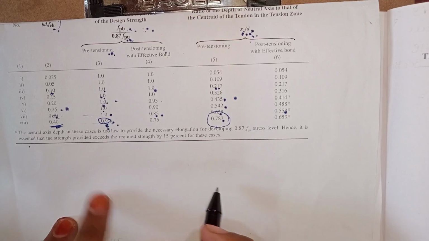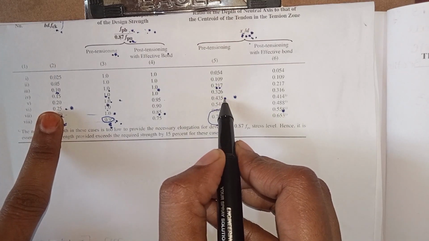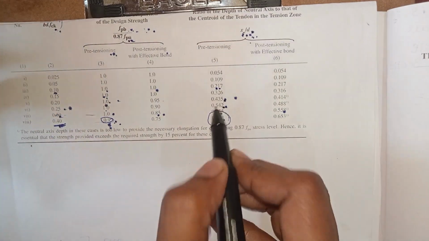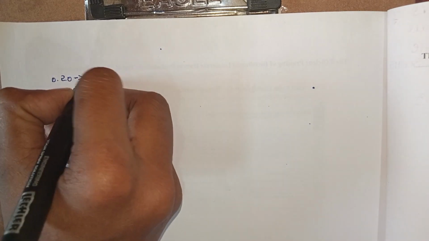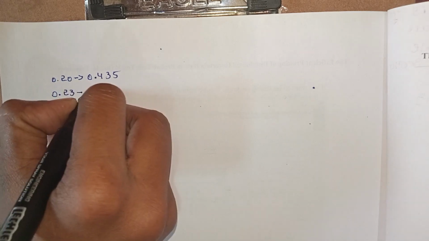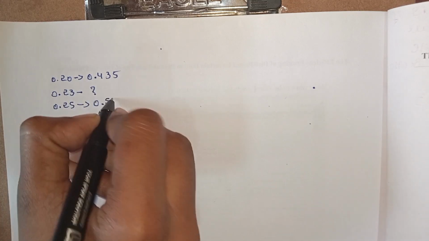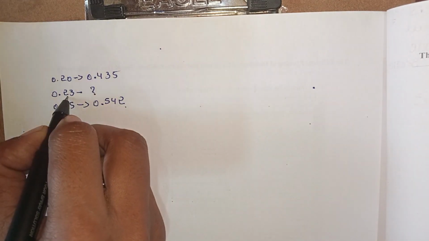Similarly, we want the xu by d value. For 0.20 the corresponding value is 0.435, and for 0.25 the corresponding value is 0.542. We want the 0.23 corresponding value, question mark. Now with the help of interpolation we find the 0.23 corresponding value.